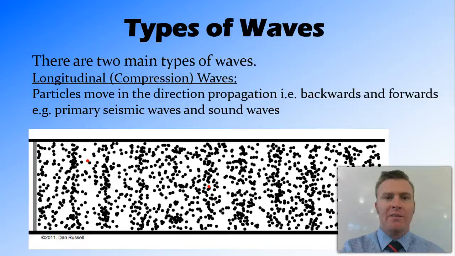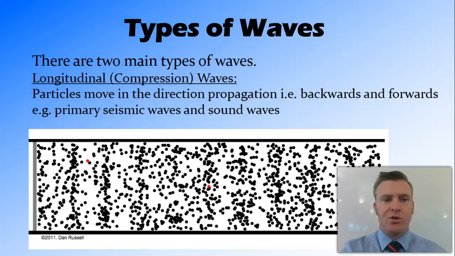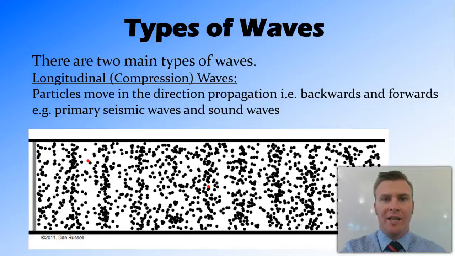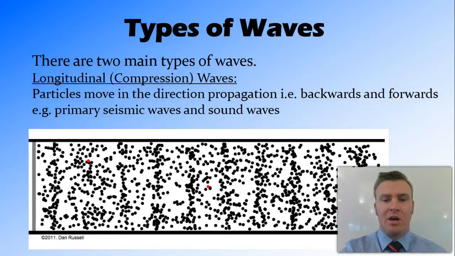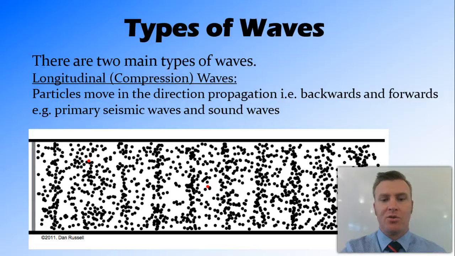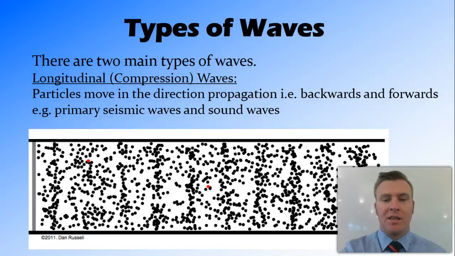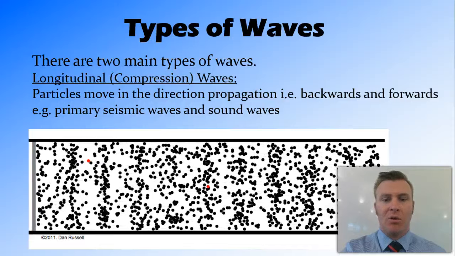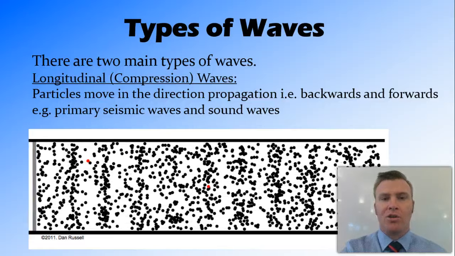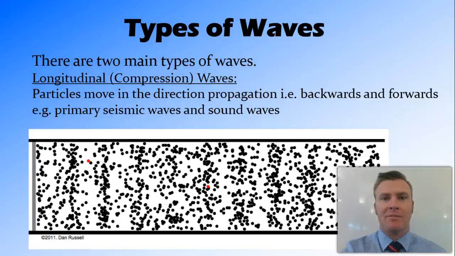The other type of wave is a longitudinal wave or a compression wave. And in a longitudinal wave, the particles move backwards and forwards in the direction of propagation. So you can see here that this wave is propagating from left to right. And if you look at the highlighted red particles, you can see that they are moving backwards and forwards, or from left to right. Examples of longitudinal waves are primary seismic waves, as well as sound waves.